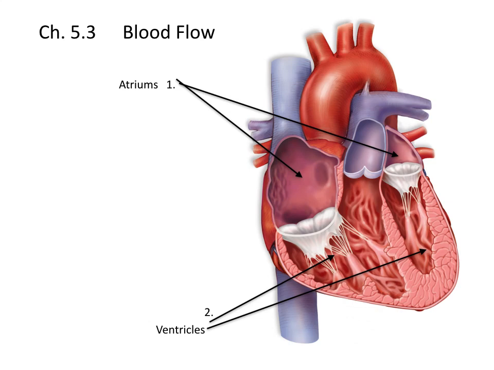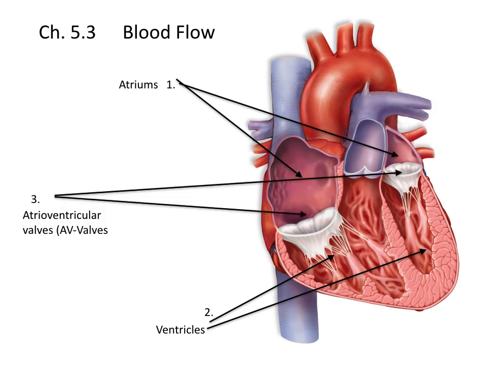Dividing these 2 chambers are valves. These valves prevent blood moving backwards when the heart's contracting. And the valves are easy to remember because they're the atrioventricular valves, because they're between the atriums and the ventricles. Short name for these are the AV valves.